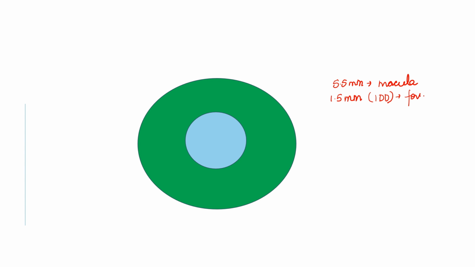So now let us try to revise. In the retina, at the center of the retina, what do we have? We have a 5.5 millimeter zone, and that zone is known as the macula. So this green circle is the macula. Now within the macula, we have a 1.5 millimeter zone, or we can also call it one disc diameter because it is equal to the size of the disc, and this is known as the fovea.